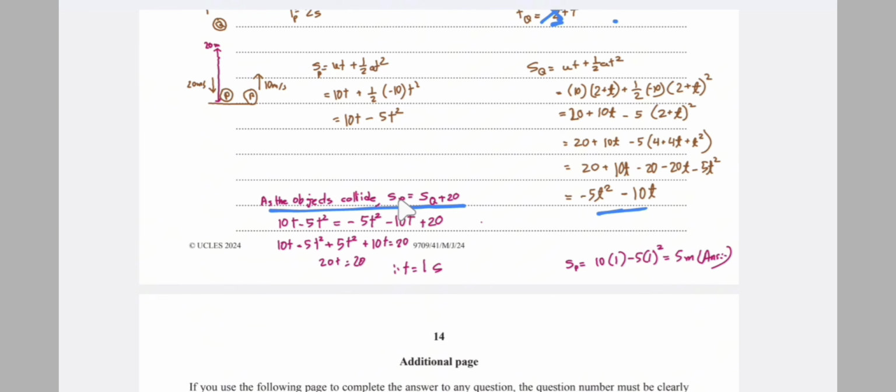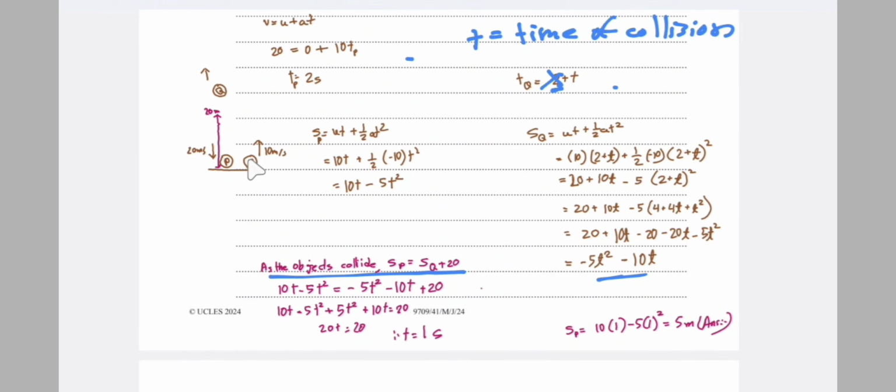Now, why is the displacement of P equal to displacement of Q plus 20? Because initially P is at the ground, but Q is already 20 meter above the ground. For the two objects to collide, P has to travel this 20 meter, and an additional distance, that is SQ, traveled by Q. So SP is equal to SQ plus this 20 meter, because P has to travel this 20 meter plus the additional distance traveled by Q.